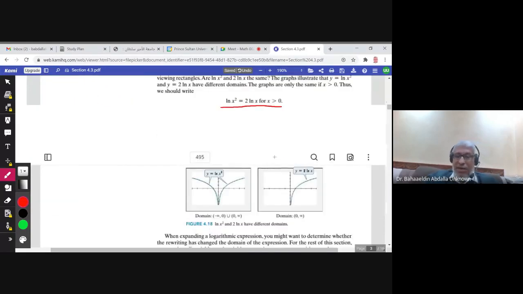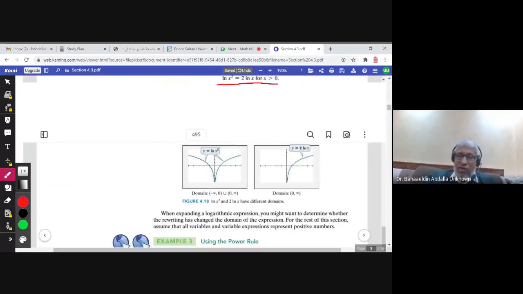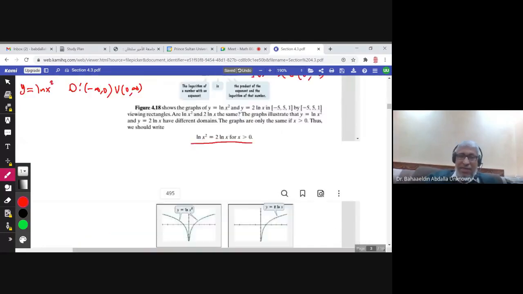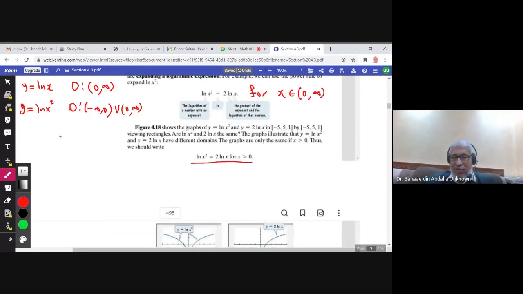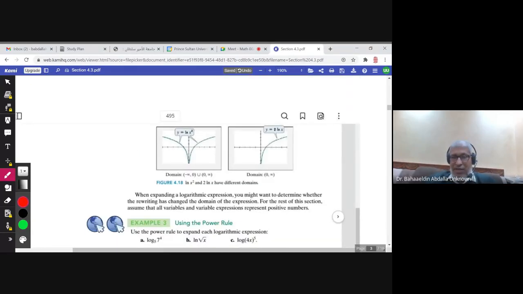Also, you can see the graph. Look at the graph. We said that the domain of ln x squared is all real numbers except 0. So you can see it in the graph. This is the graph of ln x squared. You have a graph to the right and a curve to the left, and x equals 0 is a vertical asymptote. So the domain is all real numbers except 0, because here x squared, x could be positive or could be negative, so the graph is like this.